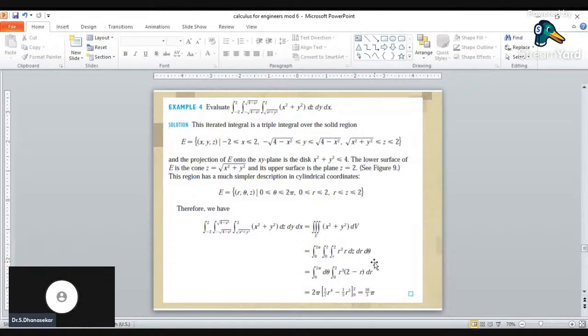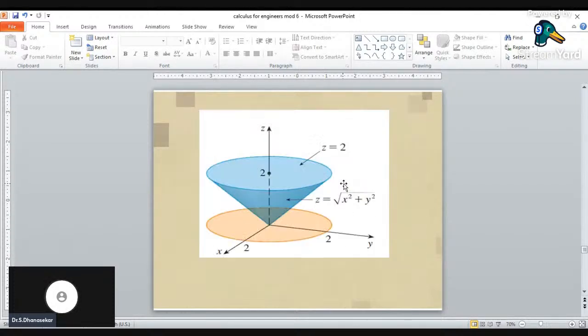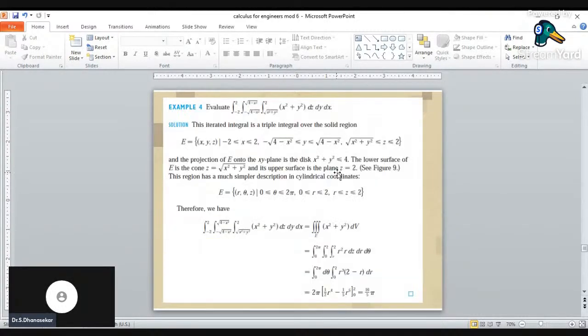This is the thing we have to remember here. Now, in this case, the circle's radius is 2. Therefore, according to it, you need to find out the things. That is the key you have to remember in cylindrical polar coordinates.